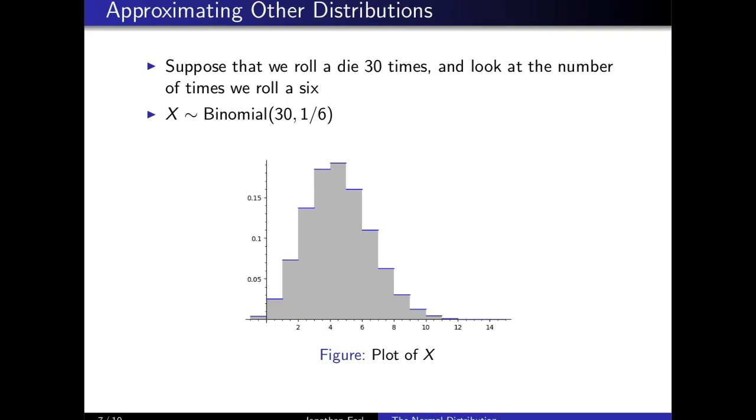So here we're going to take the roll of a die 30 times, and we're going to look at the number of times we get a 6. Our random variable is going to be a binomial random variable with 30 trials and probability of success equal to 1/6. And we get the plot of the probability mass function here. So what's going on here is we have the probability of getting 0 sixes, the probability of getting 1 six, the probability of getting 2 sixes, and so on.